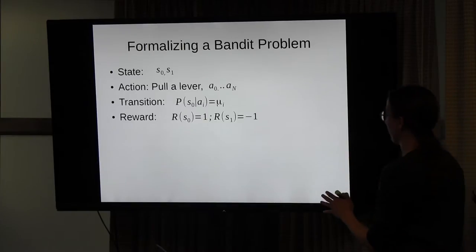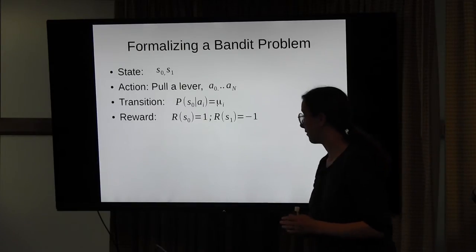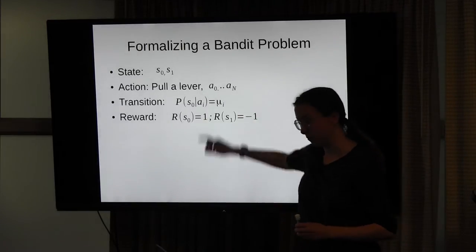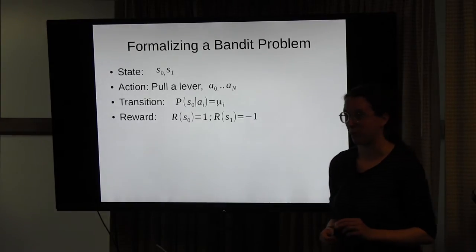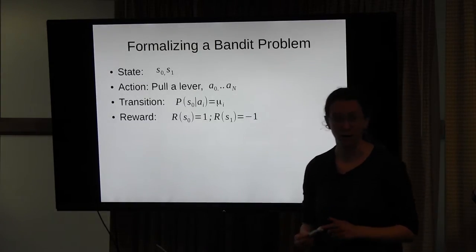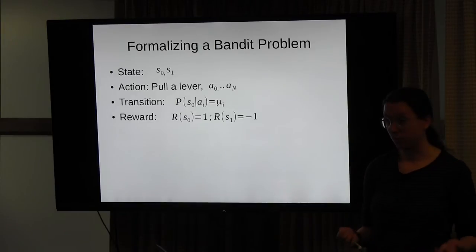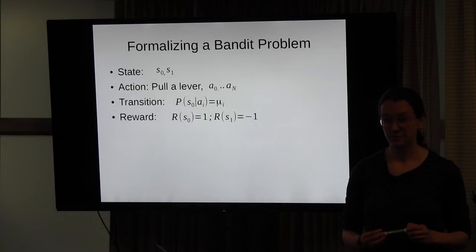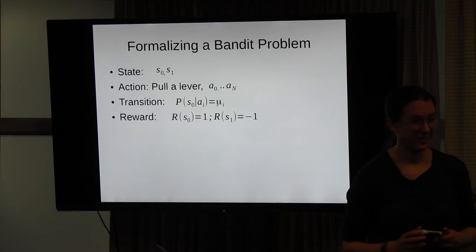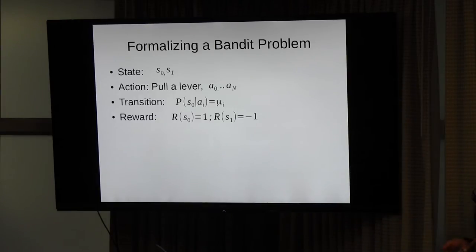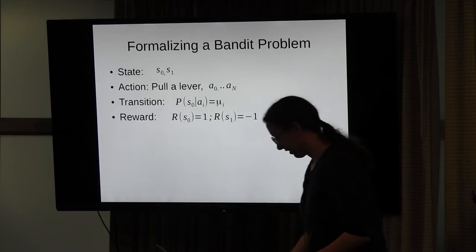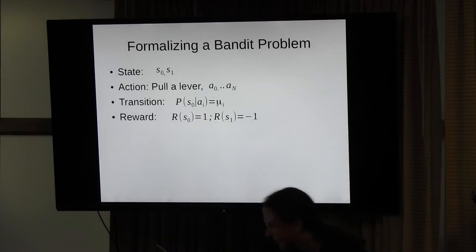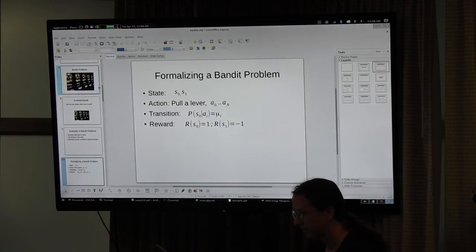So that's the formal version of this. If we knew the mus, it'd be easy. We'd just pick the one that gets the highest payoff and go from there. But in practice, we don't know the mus. So what can we do? Try and estimate the mus by sampling. Right, so we can try and estimate the mu. So let's do that.